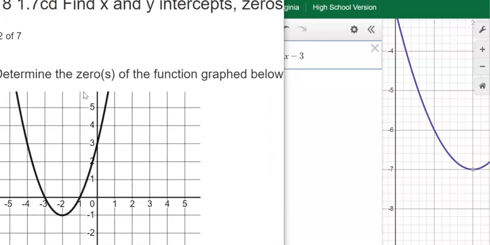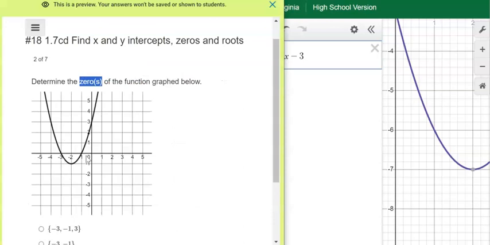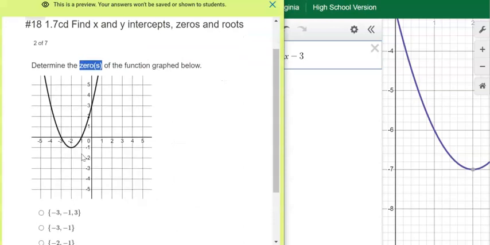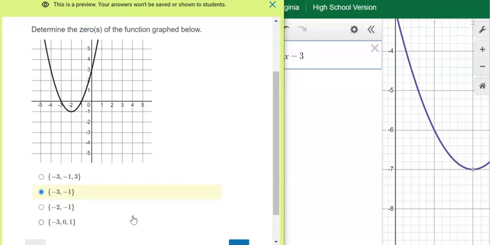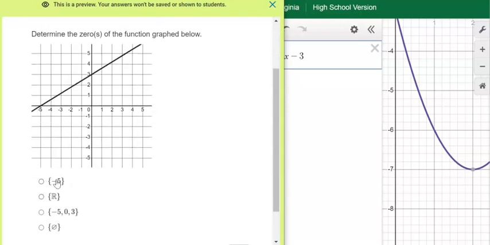Alright, so this question is so easy. It's a pure vocabulary question. It says, what are the zeros? So it's only the x-intercepts, so -3 and -1. And that's it, guys. No other point. Not the y's, not the vertex, only the x-intercepts. Okay? Same thing here. Determine the zero. It's at -5. Done.